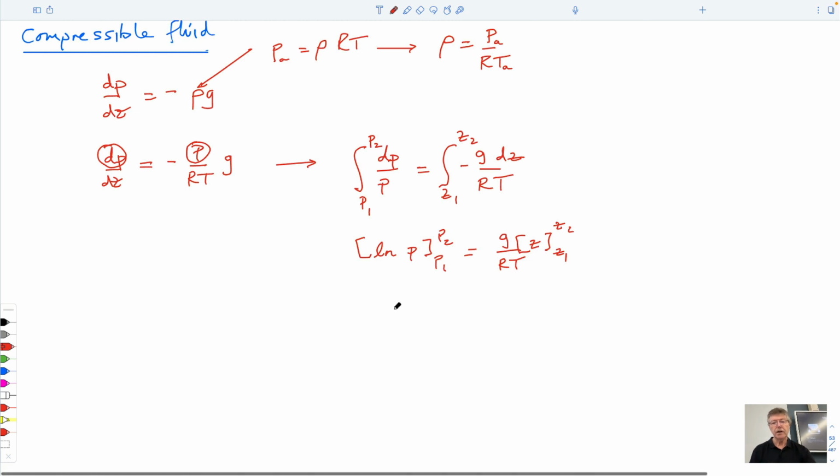And so if we write that out in longhand, it would be log of P2 over P1. Not difficult math, you've seen this in elementary calculus. It would be G Z2 minus Z1. I think there's still a negative sign in there, right? Over RT. Absolute temperature, these are absolute pressures, still a minus sign. And I guess the only gymnastics you need to know is that e to the log X is equal to X.